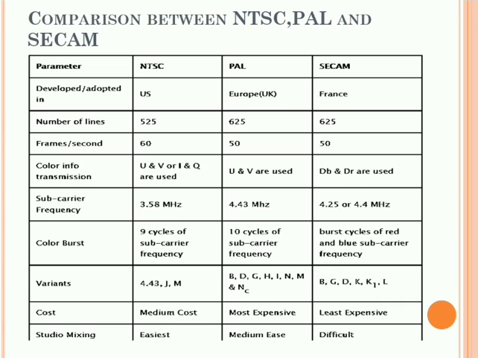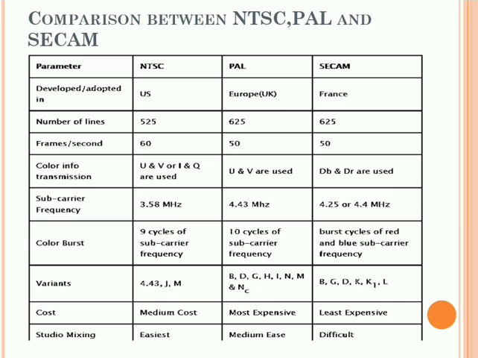Next is subcarrier frequency. There are different subcarrier frequencies for different purposes. They are 3.58 megahertz for the NTSC system, 4.43 megahertz for the PAL system, and 4.25 or 4.4 megahertz for the SECAM system. Then we will see color burst: 9 cycles of subcarrier frequency for NTSC, while 10 cycles of subcarrier frequency for the PAL system. Here the burst of red and blue subcarrier frequencies is for the SECAM system.